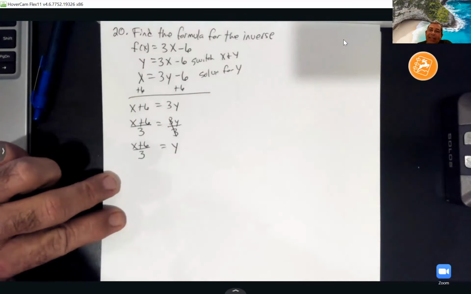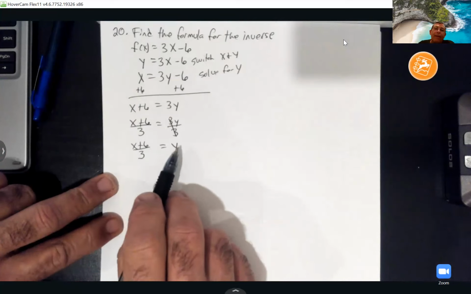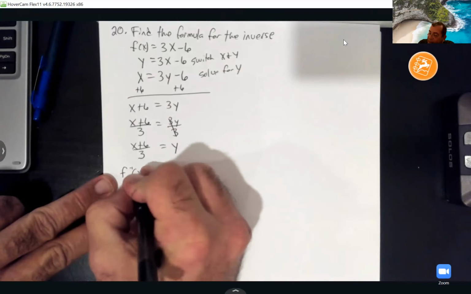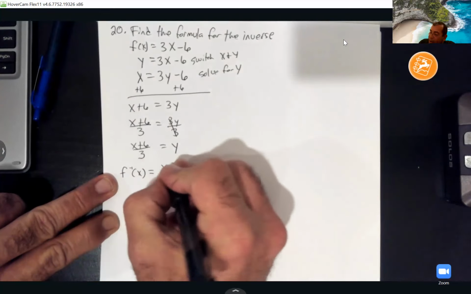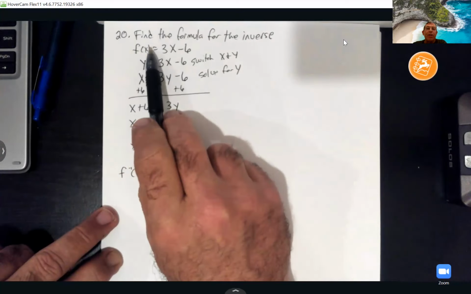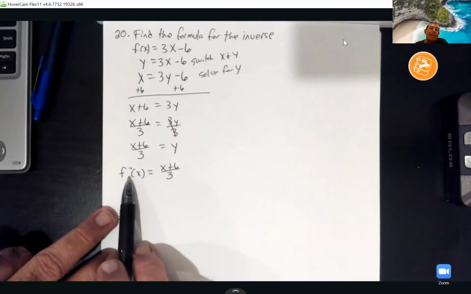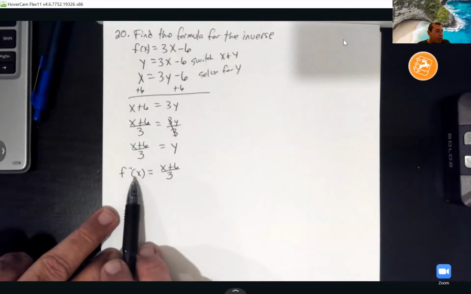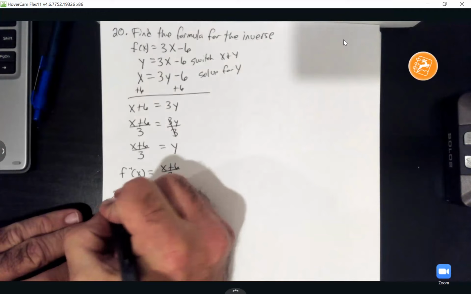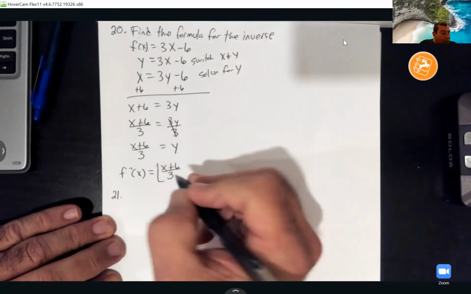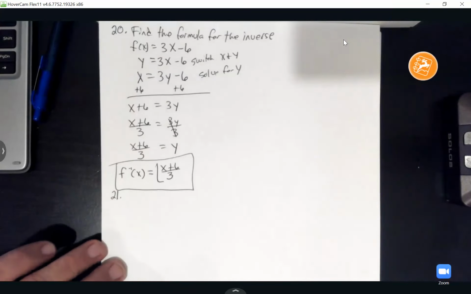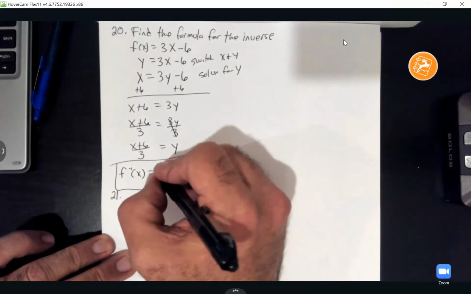And then technically, the last thing we did, we changed the y back to f negative 1 of x, and then we put in our x plus 6 over 3. Because remember, f negative 1 of x meant the inverse function. So that last part is the answer. Actually, since it's multiple choice, they'll have all of that there.